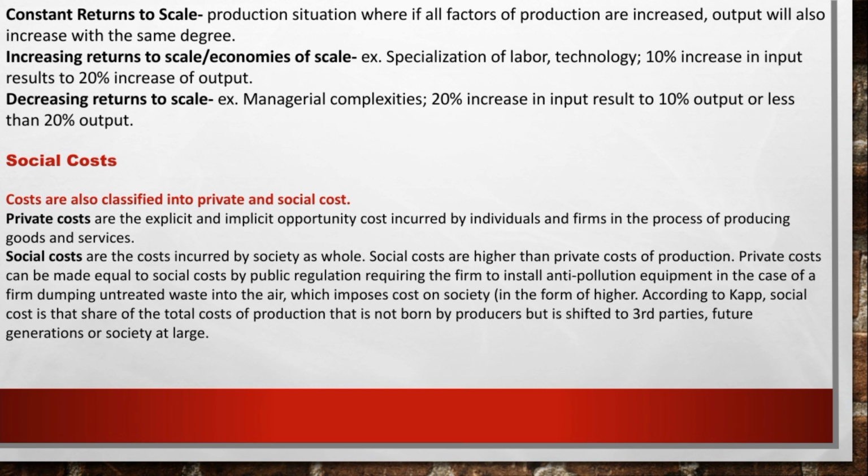Private costs can be made equal to social costs by public regulation requiring the firm to install anti-pollution equipment, in the case of a firm dumping untreated waste into the air, which imposes costs on society in the form of higher health costs. According to this, social cost is that share of the total cost of production that is not borne by the producer but is shifted to third parties, future generations, or society at large.